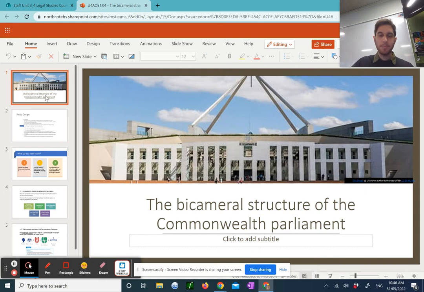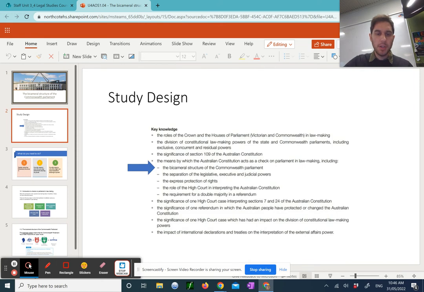Welcome to Legal Studies, and today we're going to be learning about the bicameral structure of the Commonwealth Parliament. So where are we in the study design? Here we are right here.